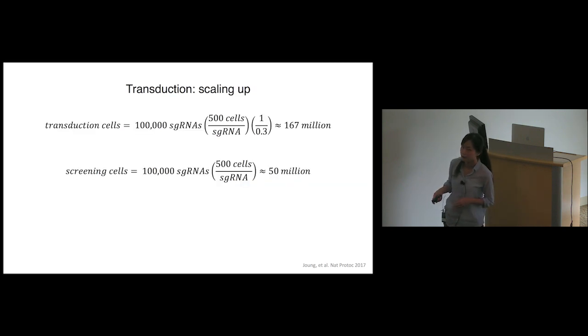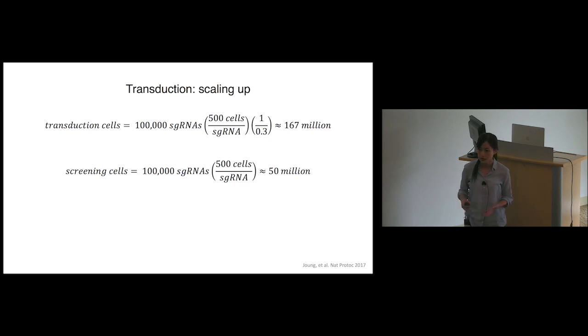So what do the numbers look like for scaling up? For a library of 100,000 guide RNAs, typically we recommend 500 cells per guide RNA for the coverage of the screen. This number can increase for more noisy screens, for example. But typically at the baseline, we recommend 500 cells per guide RNA. So if you are transducing at an MOI of 0.3, that means only 30% of the cells survive at the end of the screen, and so we need to start out with 167 million cells. That's a lot of cells, and that's why in a lot of cases, we would recommend using a targeted screen instead of a genome-scale screen.